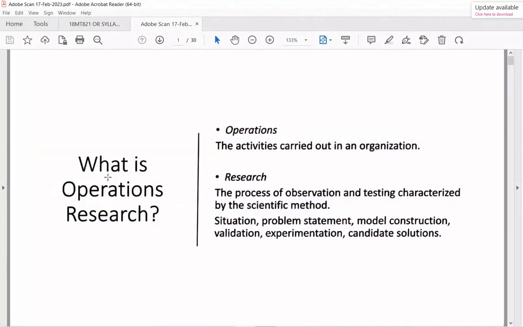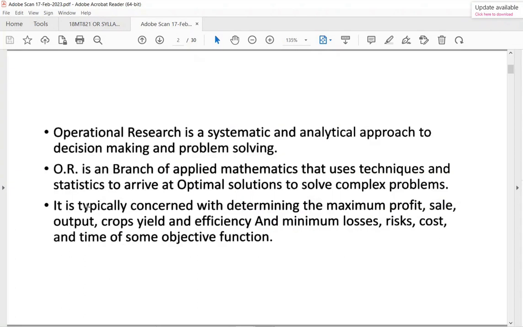This is regarding operation research. Then what is operation research? It is a systematic method used as an analytical approach, which will provide proper decision making and problem solving. If you do proper operation research, it should be systematic, and the analytical approach will provide proper decision making to resolve the problem that is present.